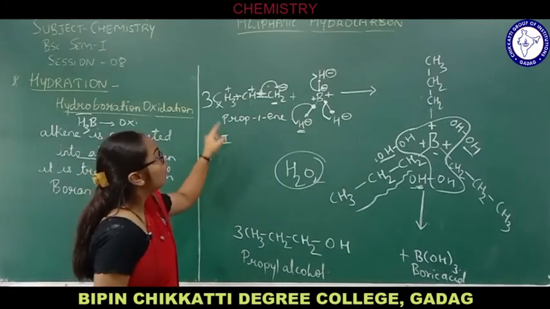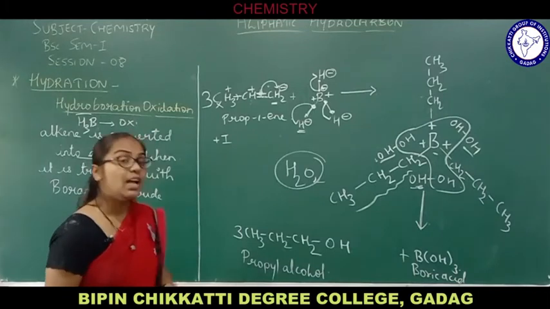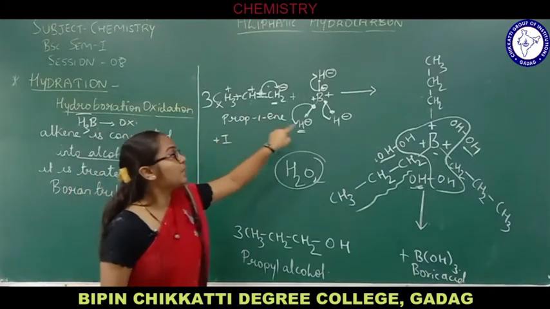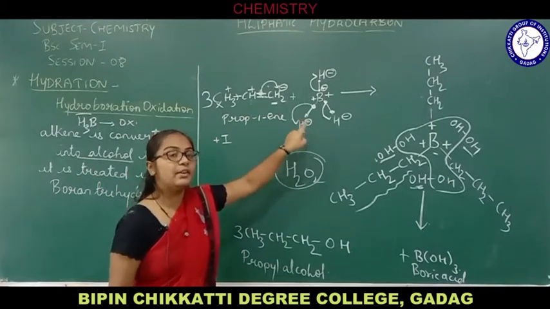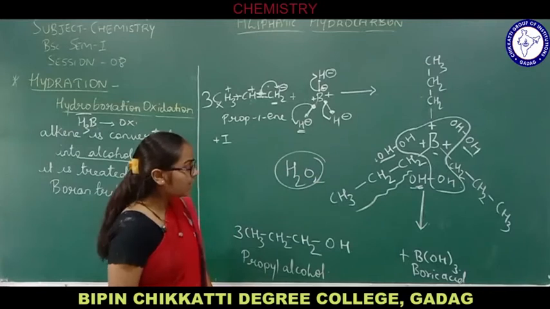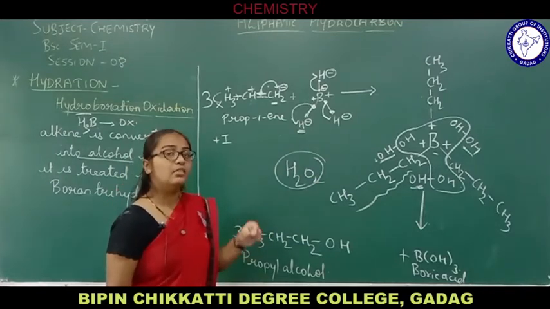So this is how the reaction will proceed to form an alcohol from an olefin by using trihydride boron under an oxidation process, utilizing the main oxidizing agent, which is called hydrogen peroxide.